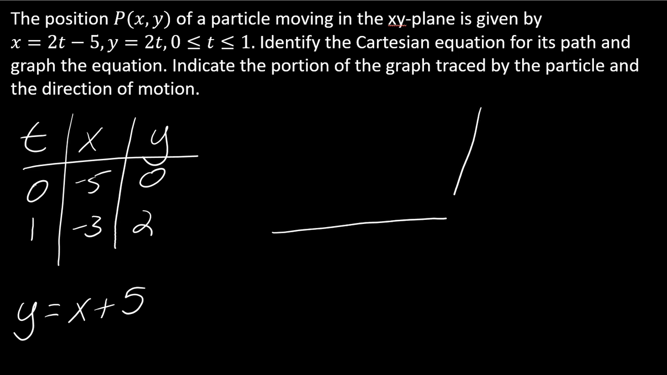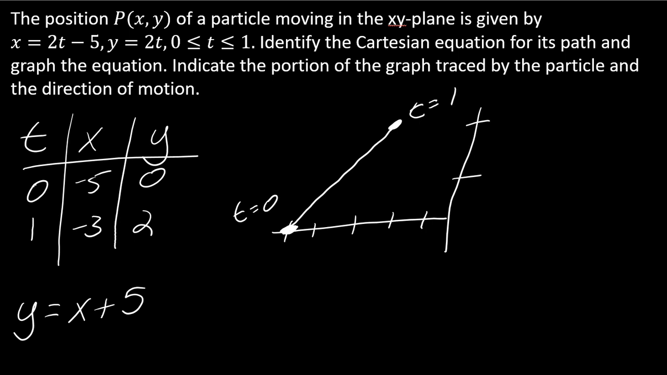So let's see, I'll draw here 1, 2, 3, 4, 5, and then 1, 2. So I've got negative 5, 0, and I've got negative 3, 2. So here is my line in this case. And then we're supposed to indicate the direction of motion. So this is the other reason why it's nice to have this table here, because now I can see, remember, this is my t equals 0 and this is my t equals 1.